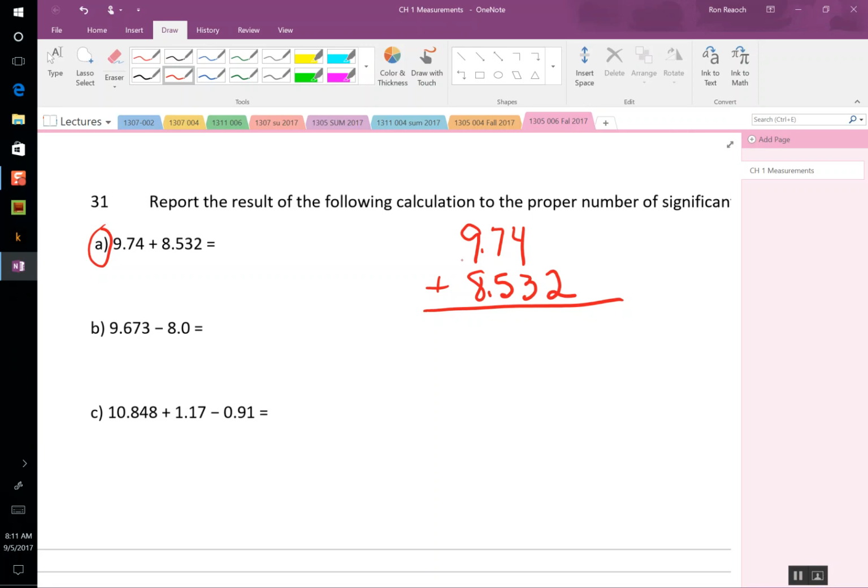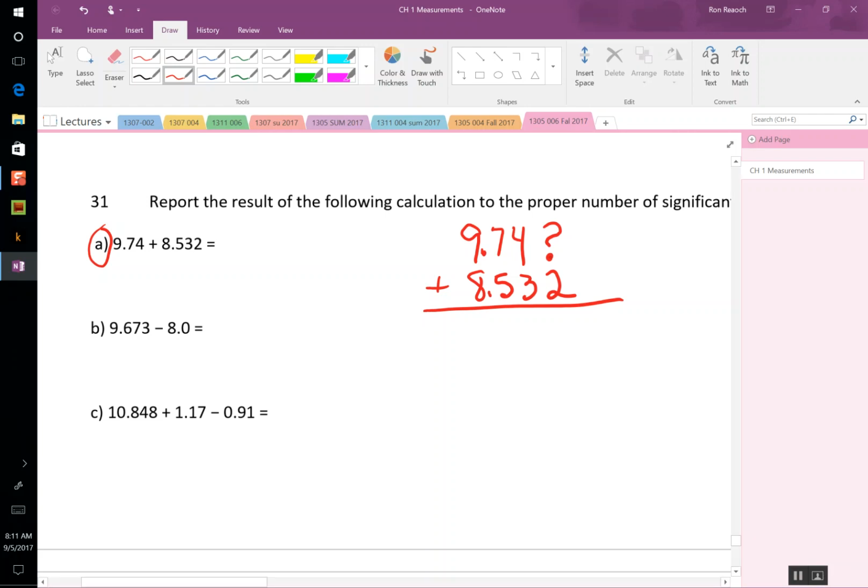Notice that in 9.74, we know the 9, so we know the ones place. We know the 7, the tenths place. We know the 4, that's the hundredths place. We don't know this digit. That digit is uncertain. 9.74 what? We don't know. We've got to shrug our shoulders, right? So 2 plus a shrug of the shoulders is a shrug of the shoulders.